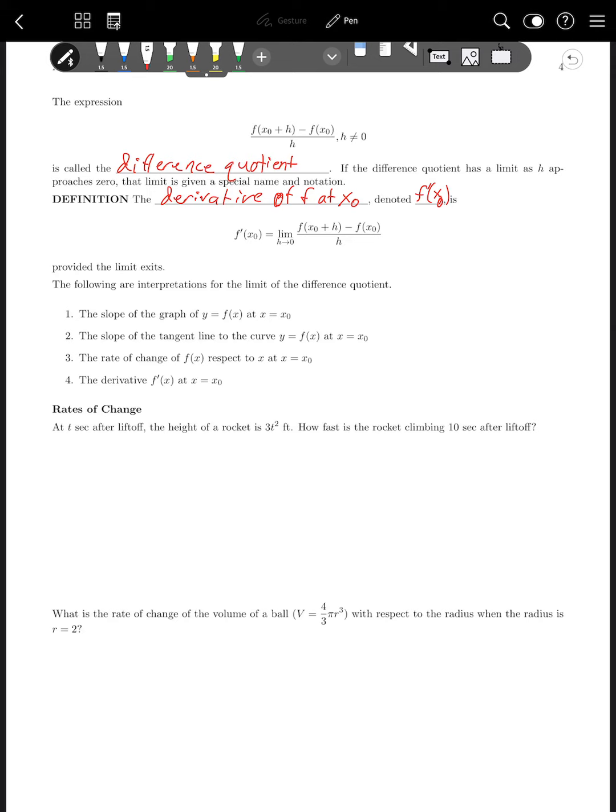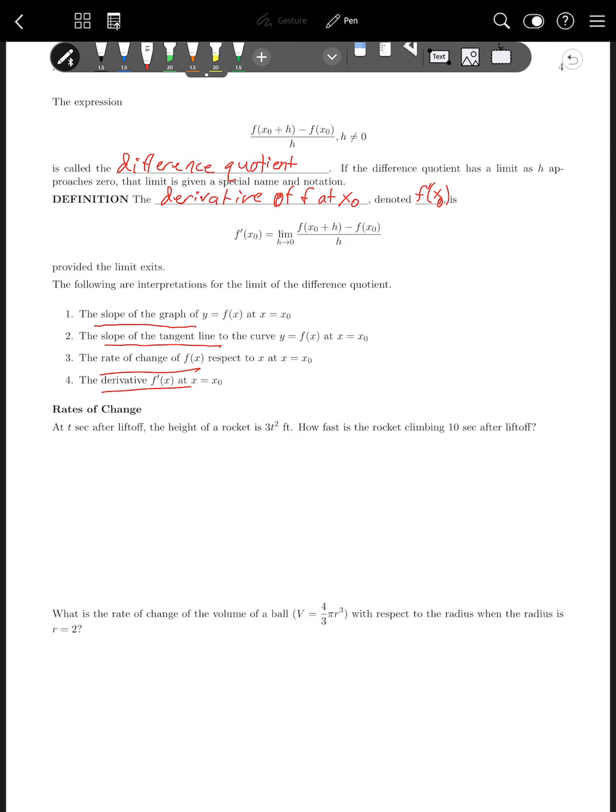The following are interpretations of the limit of the difference quotient. So the one we've been practicing with is the slope of the graph, or the slope of the tangent line. Those are the two we've been looking at. So the two new ones here are the rate of change of f with respect to x at x naught and the derivative. So these all mean the same thing. So what we can do is use this idea of the limit of the difference quotient to find things like instantaneous rates of change.